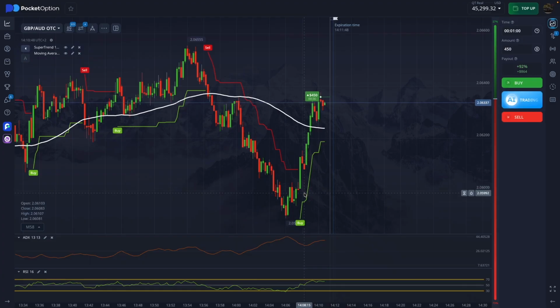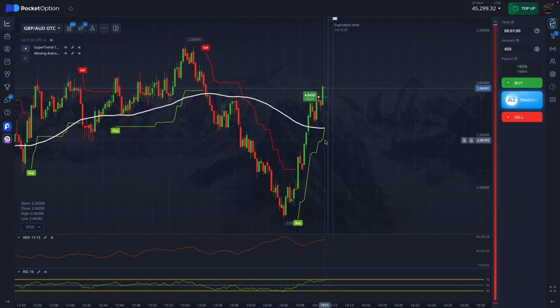Then I looked at the signal from the Supertrend indicator. To enter an up trade, I need a buy signal to be active, and there is indeed such a signal. Here it is, the buy signal, and the green line is still near the price. Now, for entering an up trade, I need the current price to be higher than the moving average. This condition was also met.